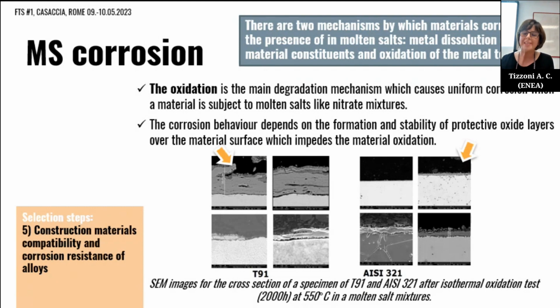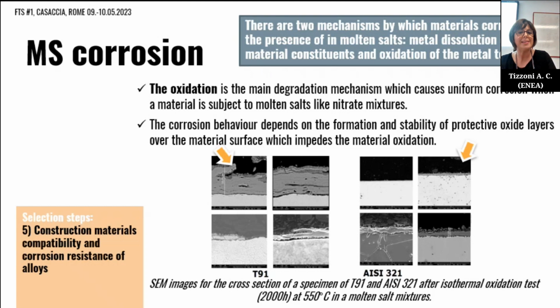for costlier and time-consuming tests, such as compatibility tests with the CSP construction material, in particular corrosion tests. Our colleague Elisabetta will explain later in detail the corrosion mechanism. Just a few words, just to summarize the whole scenario regarding the selection criteria of molten salt mixtures. There are two main mechanisms by which a material can corrode in the presence of molten salt: metal dissolution of the material constituents and oxidation of the metal to ions.